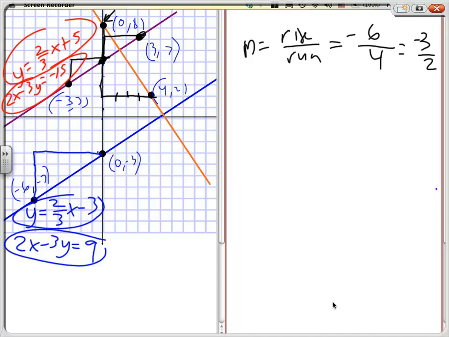Look at the orange line. The y-intercept is 8. Wait, how did you get 8? There. Oh yeah, it is 8.